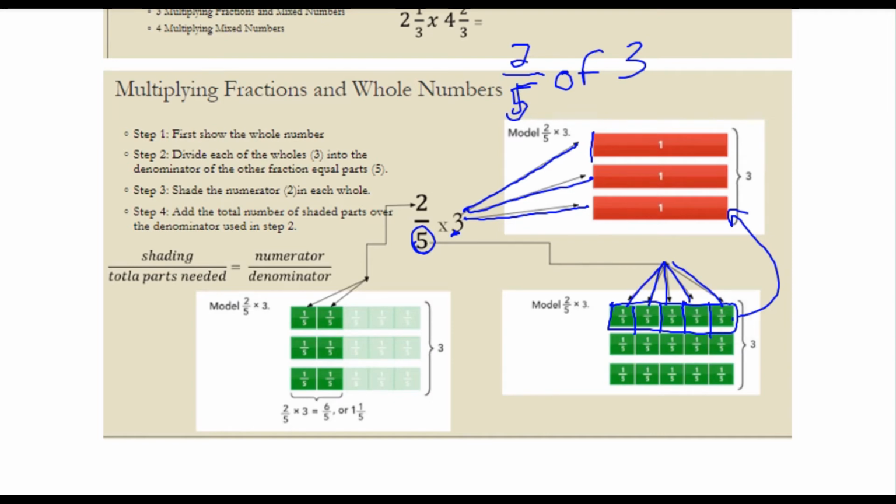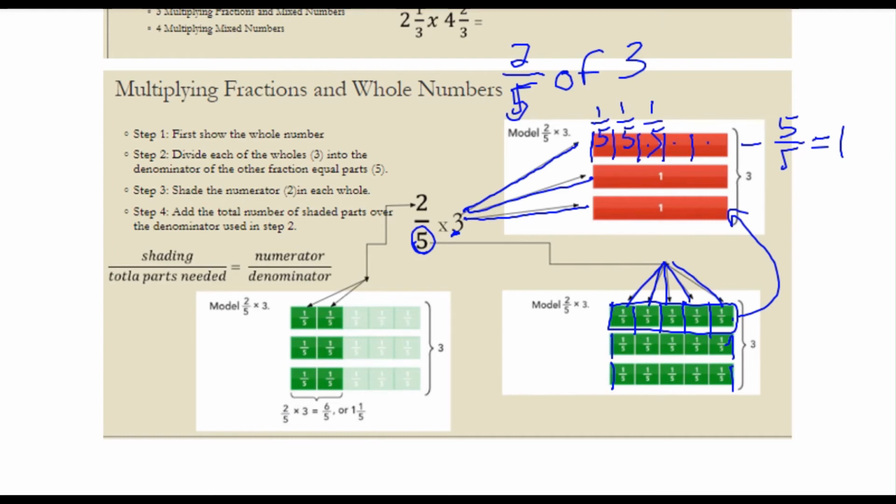So you have to break each whole up into fifths. If I were to do it up here, it would be 1, 2, 3, 4, 5. 1/5, 2/5, 3/5, 4/5, 5/5. That equals a whole. 5 divided by 5 is a whole 1. So each of these parts represents 1/5, which is what you see down here. So that's one whole. Then we have another whole that's broken up into fifths, and obviously the last whole that's broken up into fifths.